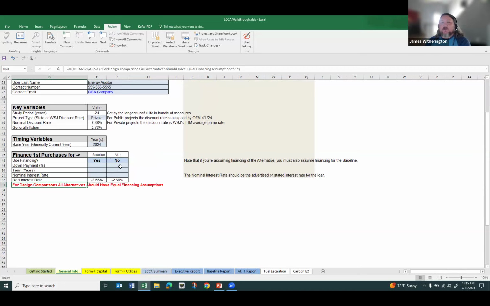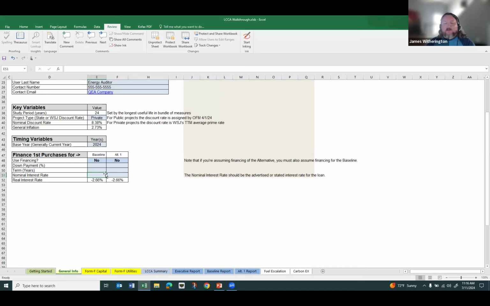So if you're assuming that you're going to have to finance the alternative, you should also include that assumption for the baseline in order to keep things apples to apples in terms of comparison. So you'd put your down payment percentage, the term in years, and then the nominal interest rate. And the nominal interest rate should be the advertised or stated interest rate for the loan.